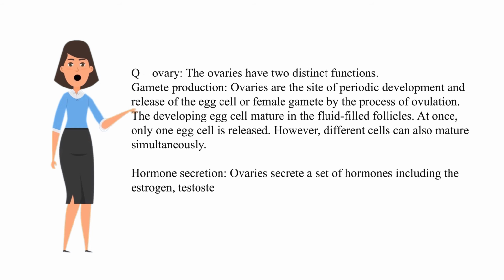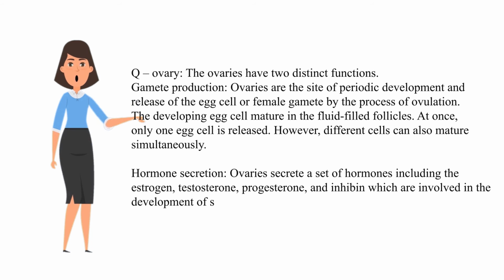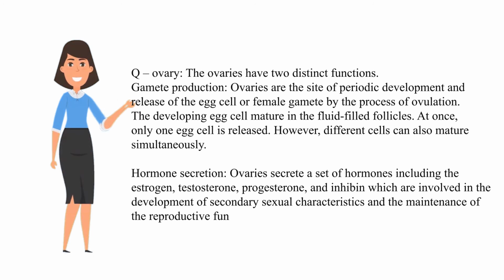Hormone secretion. Ovaries secrete a set of hormones including estrogen, testosterone, progesterone, and inhibin, which are involved in the development of secondary sexual characteristics and the maintenance of the reproductive function of the ovaries.